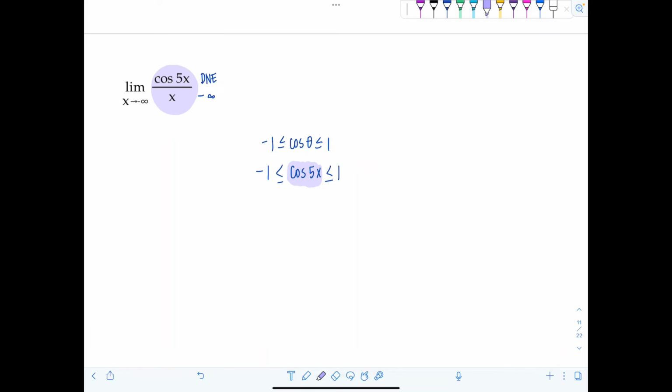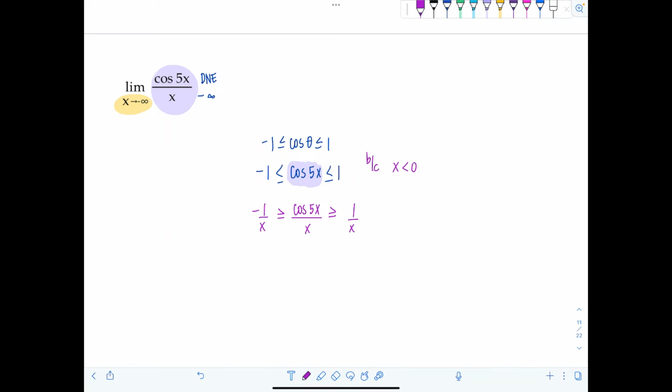But I have to be careful. Since x is going to negative infinity, that means x is less than 0, right? So I'm going to go ahead and divide everybody by x. But I'm ever the precise mathematician. That means the direction of my inequalities need to get reversed. When you multiply or divide an inequality through by a negative quantity, the signs flip. The direction of the inequality flips.